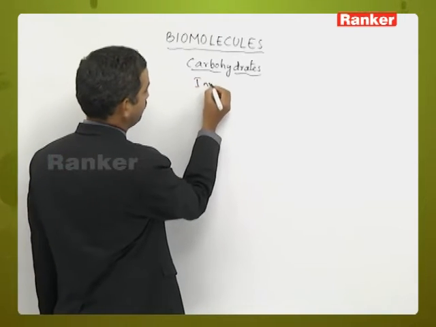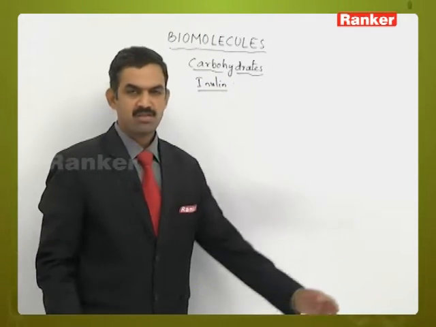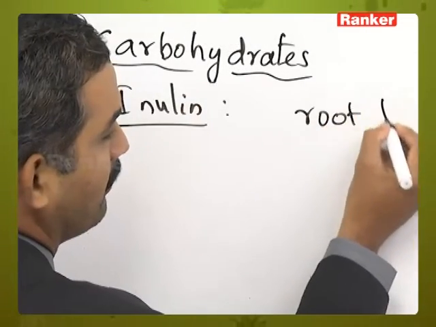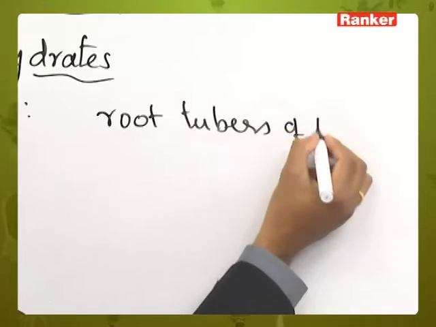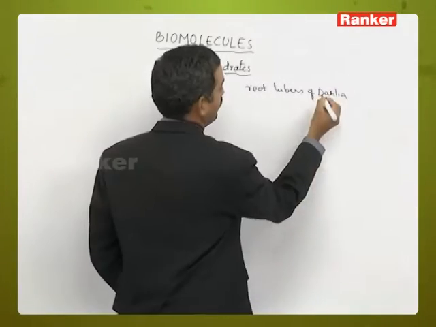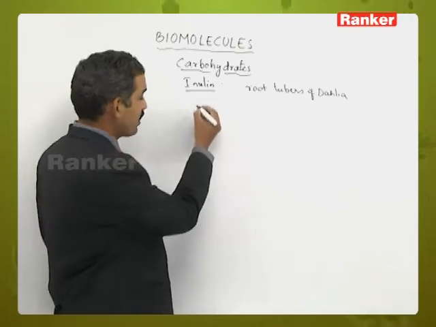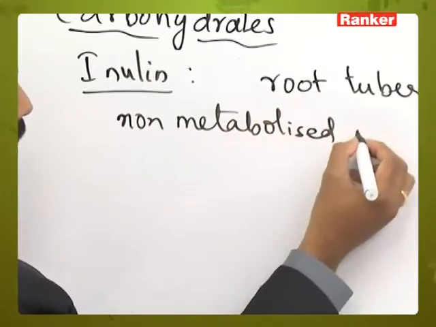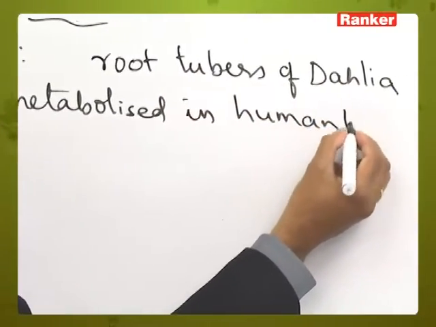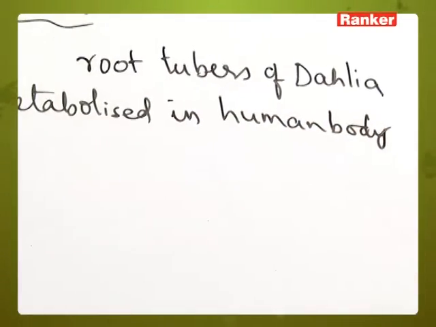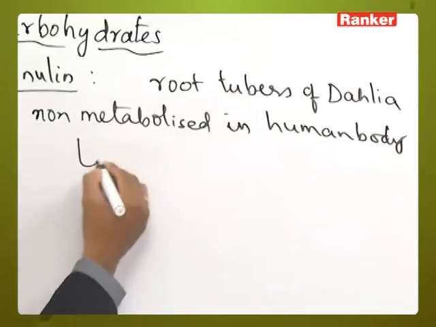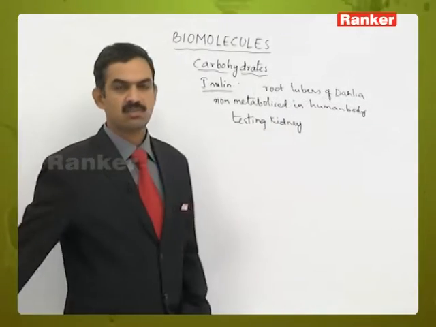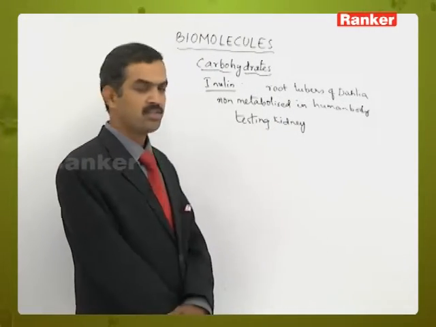Next one is inulin. Inulin is also a type of polysaccharide molecule. This is present in the root tubers of dahlia, and these are not metabolized in the human body. This inulin is directly filtered through the kidneys. So these are useful for testing the kidneys, how much it is filtering. So for the testing of the kidneys, inulin will be used.